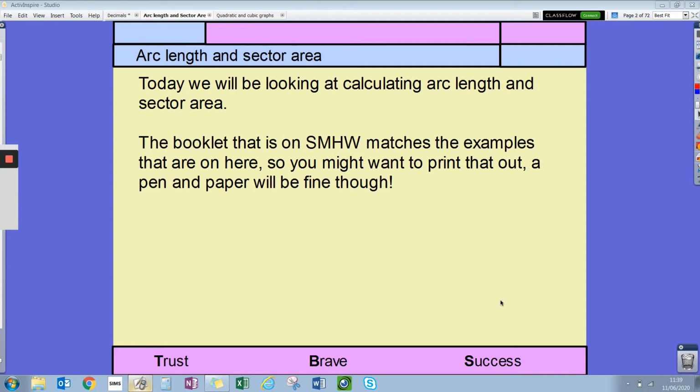Today we're going to be looking at calculating arc length and sector area. The booklet on showing homework matches the examples that we're going to be looking at on here. So you might want to print it out, though pen and paper will be fine. You might also need a calculator. I'll pause a moment for you to get what you might need. Pause the video, and then we'll get started.